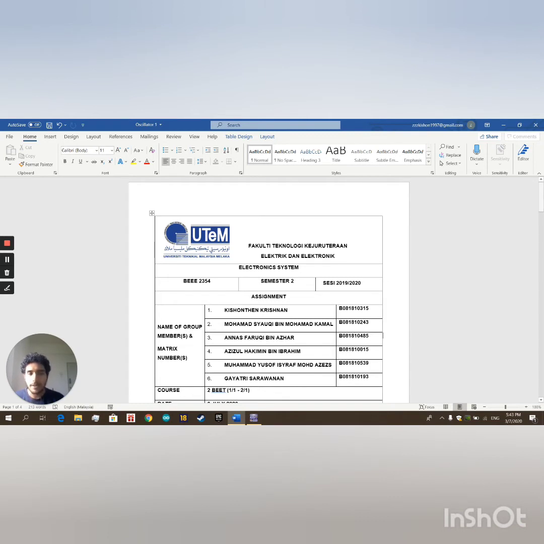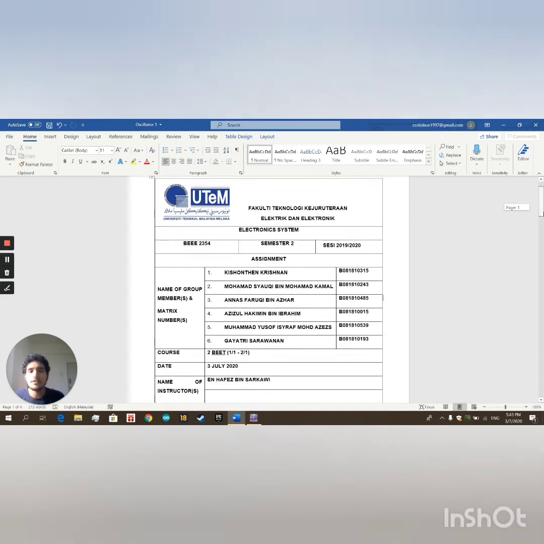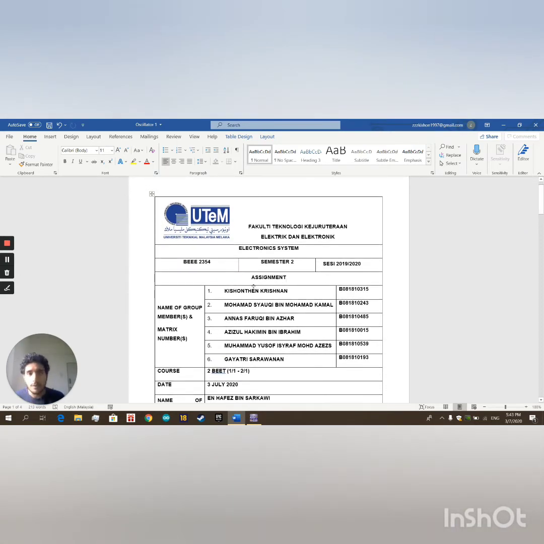Okay, today I would like to present our electronic system assignment. To begin with my presentation, I would like to introduce my team members. First, myself, Kishanthan Krishnan, Mohammad Shauki bin Mohammad Akmal, Anas Faruqi bin Azhar, Azizul Akimi bin Ibrahim, Muhammad Yusuf Ishraf, Muhammad Aziz, and lastly Gayatri Saravanan.